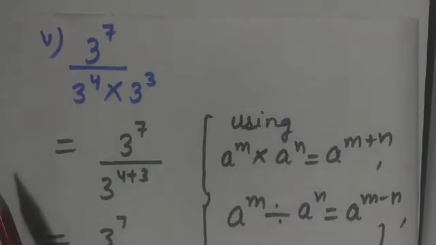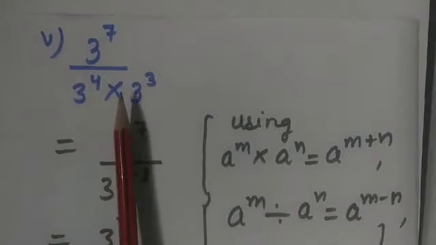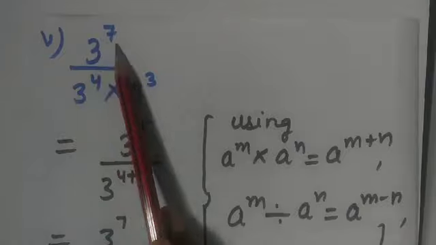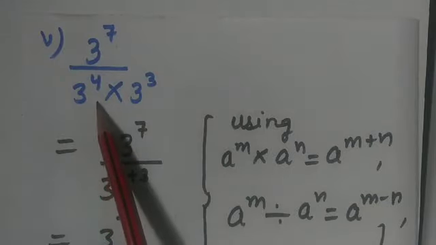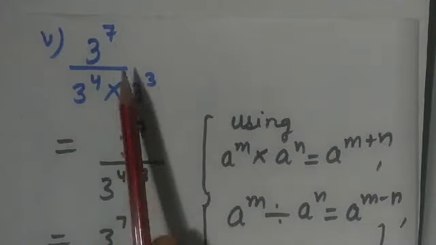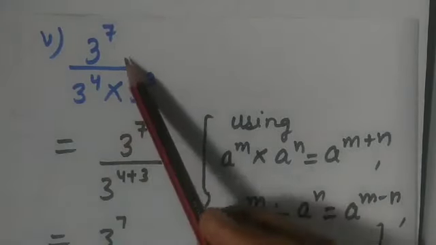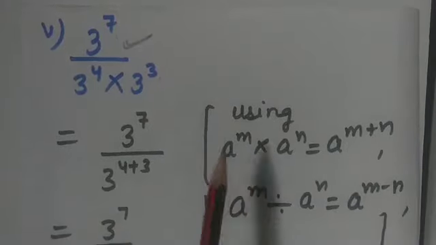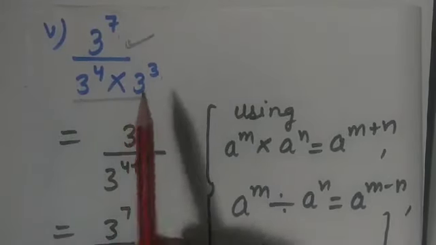Part 4 I have explained in the previous lecture. Now I am taking part number 5th. Part number 5th we are having is 3 raised to the power 7 over 3 raised to the power 4 into 3 raised to the power 3. Okay, first I will solve the numerator and then denominator. In numerator I am having a single term, so no need to solve. Now I have to solve the denominator first.